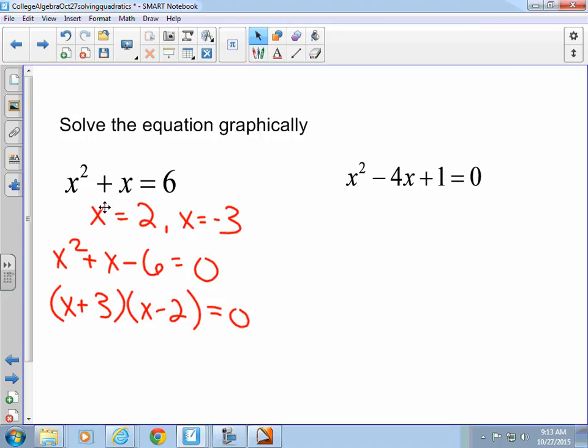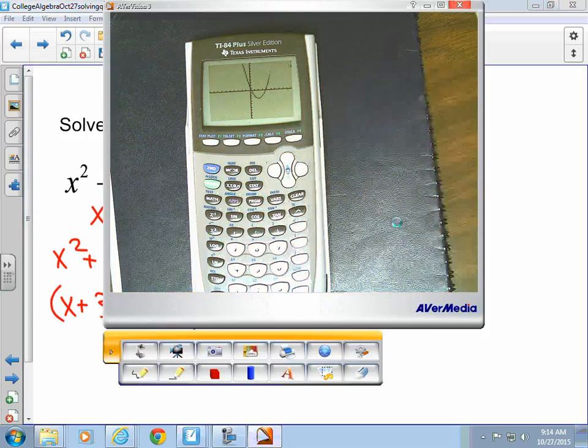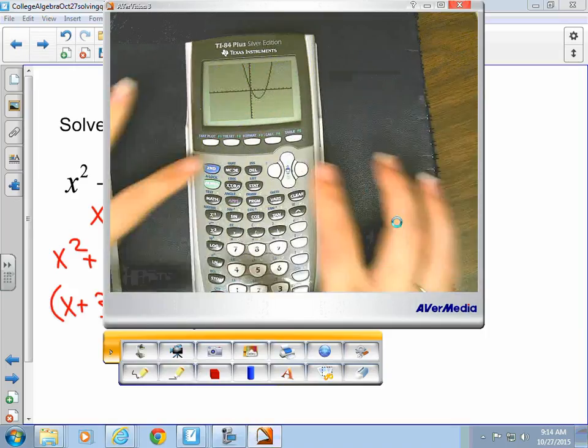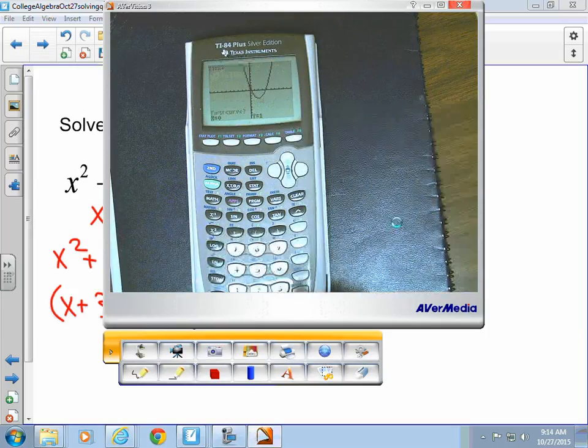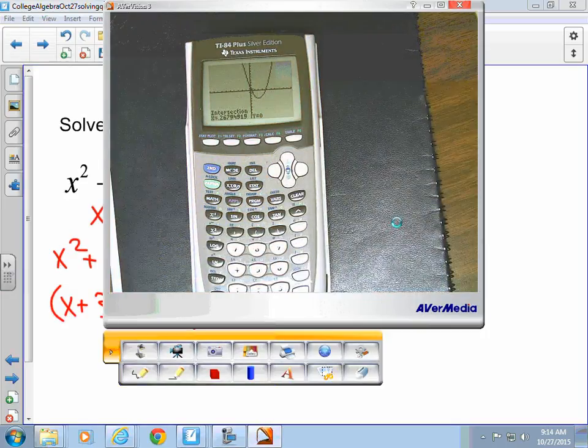X squared minus 4x plus 1. Put that in y equals. In y2, I'm going to put 0. And graph that. Is everyone with me? I'm going to go to second trace 5 and push enter 3 times. This time I get 0.268 if I round to 3 decimal places, right?